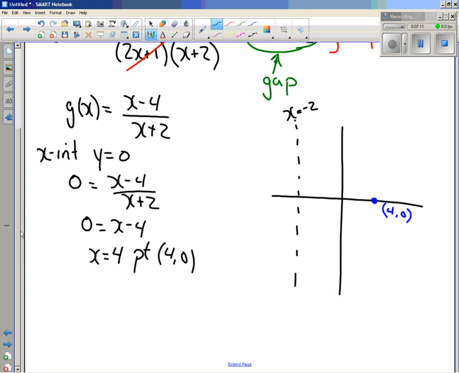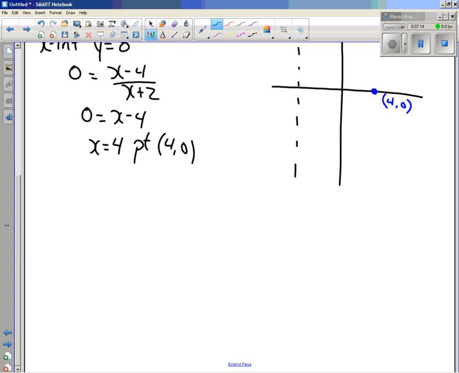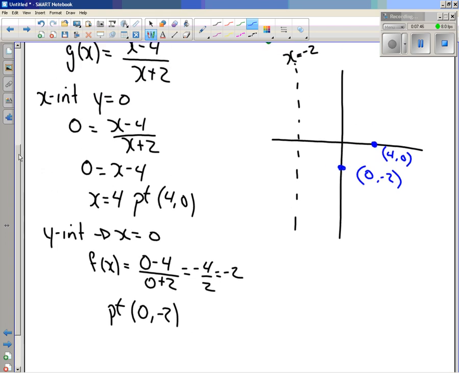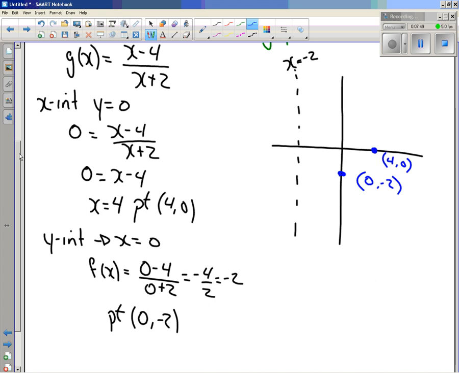From there we can find our y-intercept. Y-intercept, x equals 0. So -4 over 2, -2. So we have a point at 0, -2, which we can put down here. And the scale on my graph is probably going to be a little off, but we get the idea. Now, just based on these 2 points, what should we expect to happen?